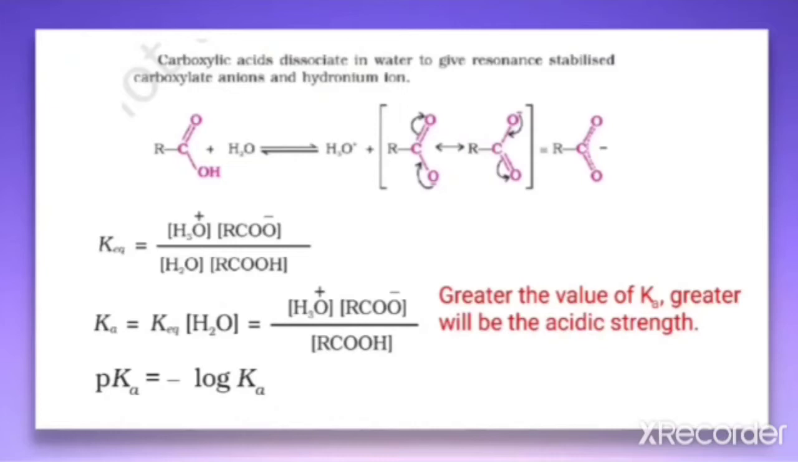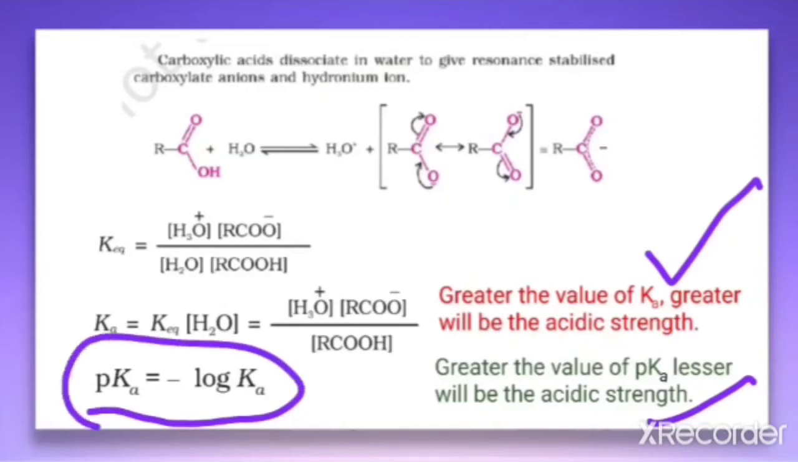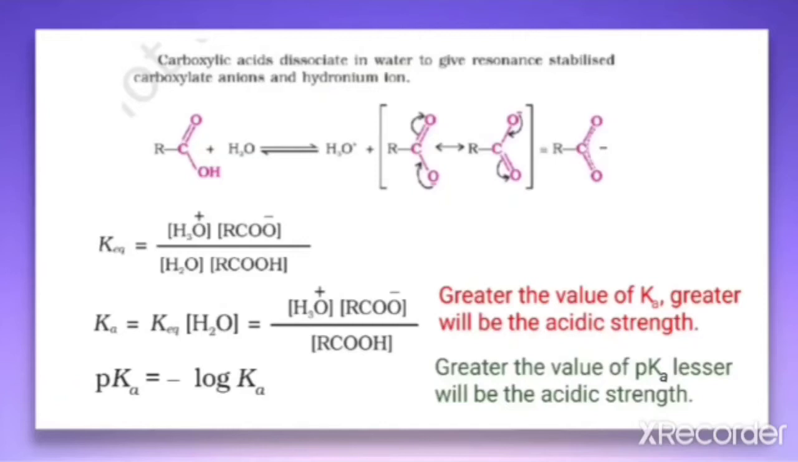So if the value of Ka is greater, the value of pKa will be lesser, because pKa is the negative log of Ka. So the greater the value of pKa for a given organic acid, the lesser will be the acidic strength. That is the most important point here. The greater the value of Ka, the greater will be the acidic strength. But the greater the value of pKa, the lesser will be the acidic strength, because the relation between Ka and pKa is that pKa is equal to the negative log of Ka. Because of that, if one is greater, the other will be lesser.